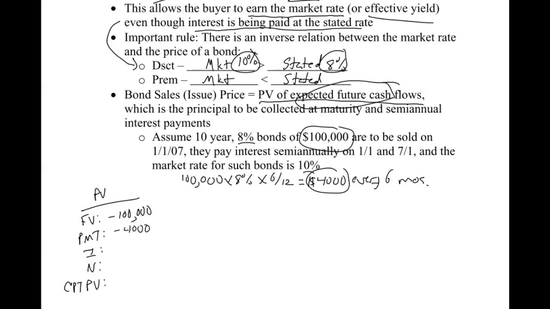So that's a negative as well. All right, the interest rate. Now, remember, now we're dealing with the market rate. The market rate is 10%. But look, this is dealing with the market rate per 6-month period. So I'm going to put 5 here.